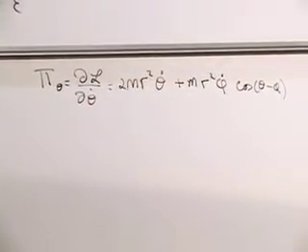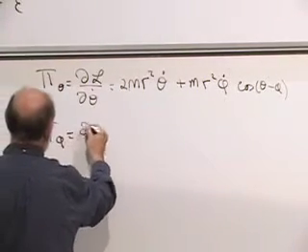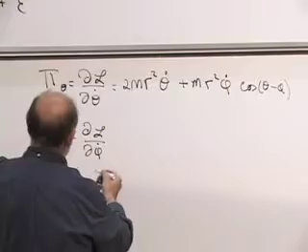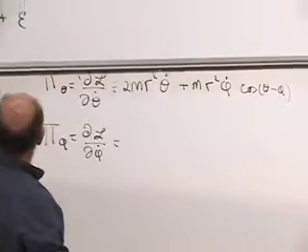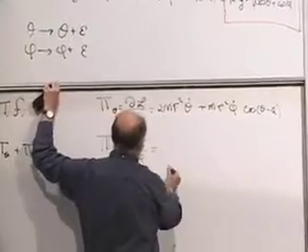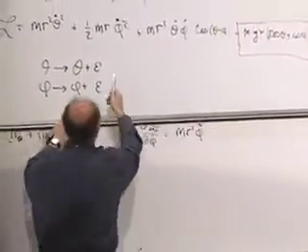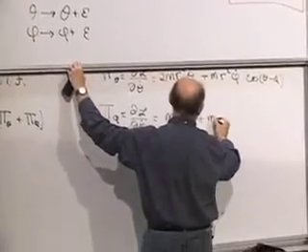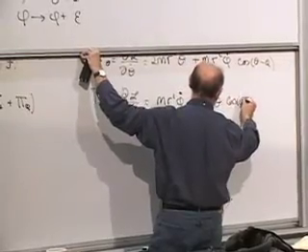That's pi sub theta. What about pi sub phi? Same game. All right, phi dot looks very similar, the first term, except it doesn't have the 2 in front of it. Because of the half which appears in the Lagrangian, instead of the 2 appearing in pi, we just have mr squared phi dot. This is partial of L with respect to phi dot, but then we also have a term from here, plus mr squared, now it's theta dot, times cosine of theta minus phi.